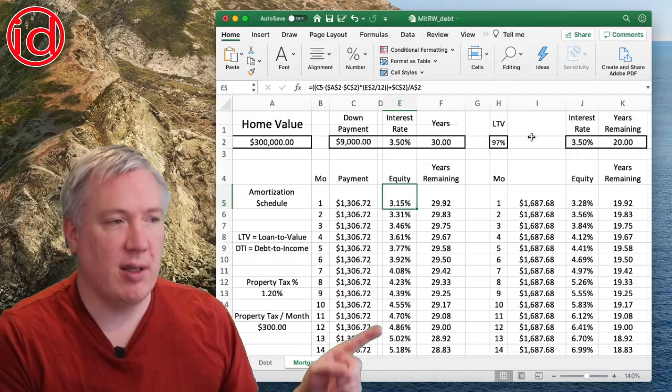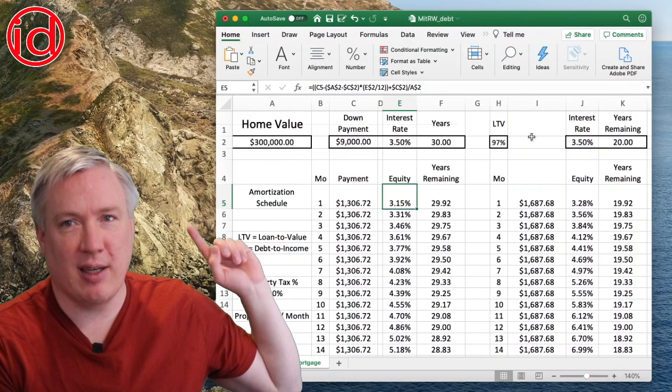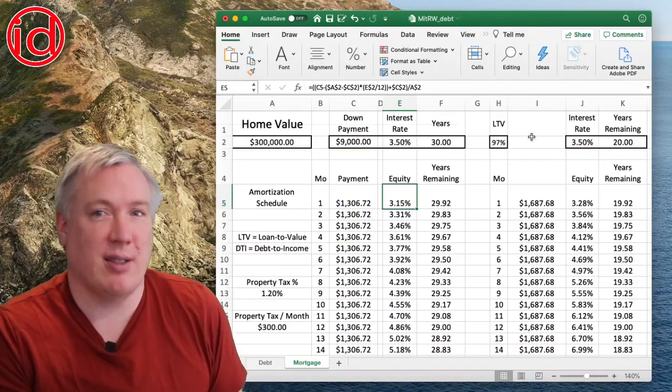This calculator calculates your equity based on if your home value stayed exactly the same the whole time, which is not what actually happens.